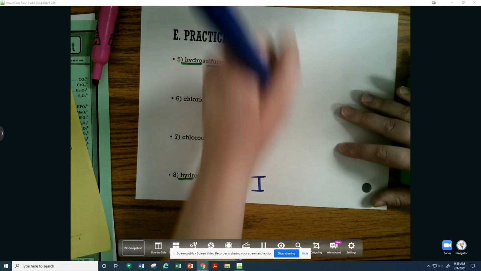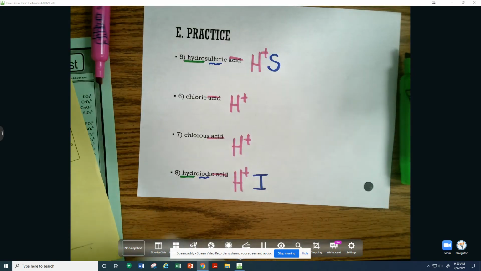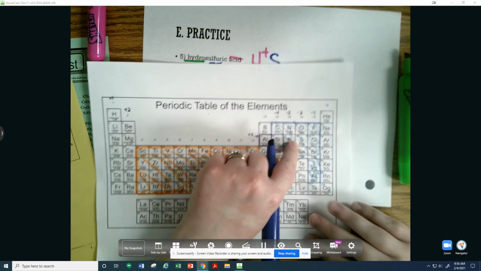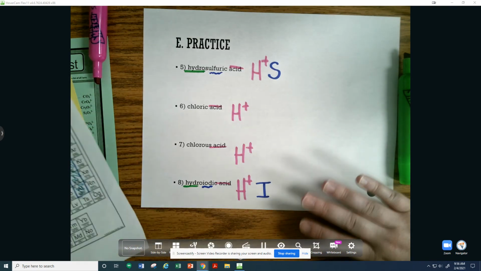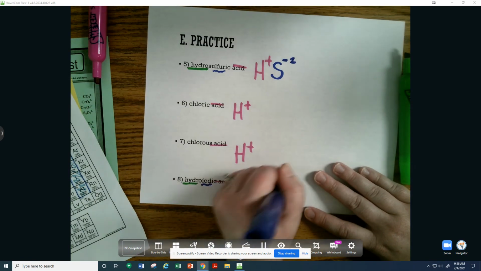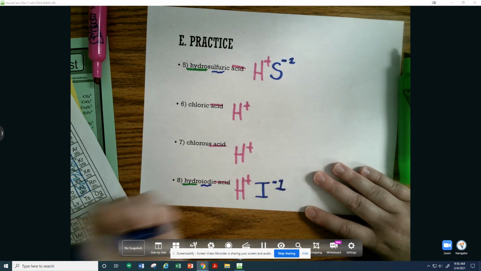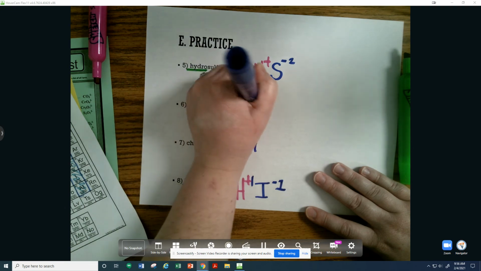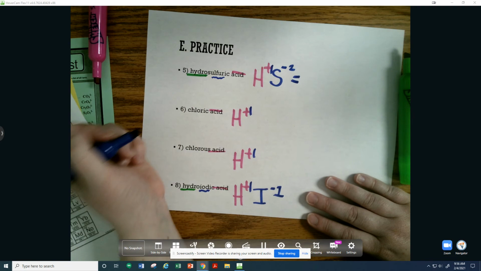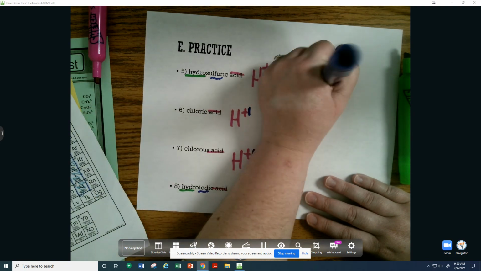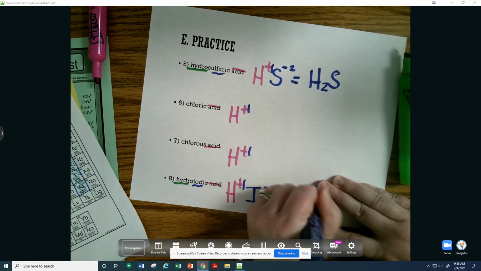Because these are binary, that means those are elements off the periodic table, are nonmetals, and so that means you need their charges. Sulfur is a -2, iodine's a -1. So from there, we're going to cross our charges, just like we've been doing. And I was kind of lazy here, and I didn't write the 1, I just wrote a plus. So when we cross our charges to get our final formula, this becomes H2S, and this just becomes HI, and those are done.